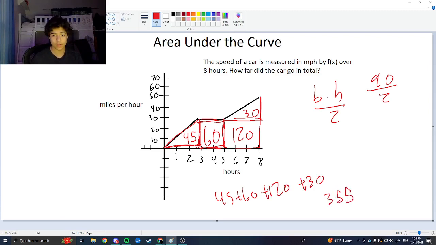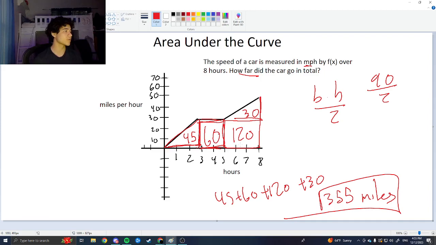And you can't forget the unit. How far did the car go? It's measuring in miles. So 355 miles. And this is going to be your solution. So the basics for area under the curve, you want to divide your graph into shapes and then solve the area using geometry.